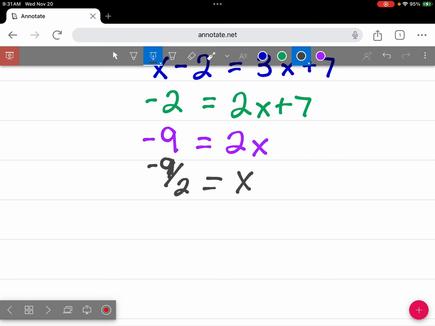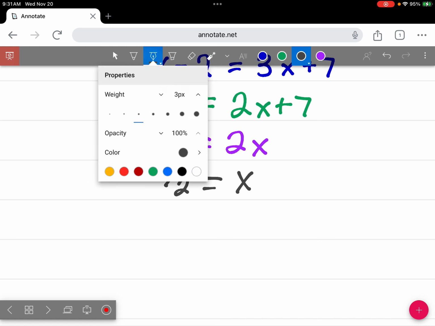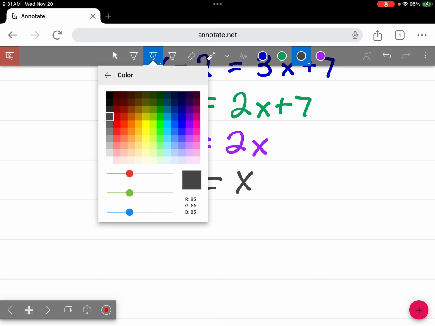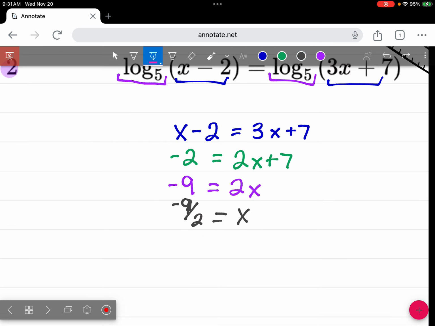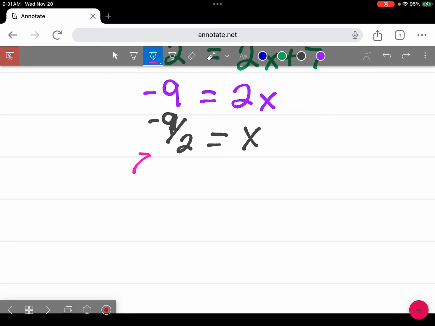Does that work in our logs? It gives us a negative argument. If I was to put negative 9/2 in this one, negative 9/2 minus 2, that's going to be negative. So this is not valid. This gives a negative argument.